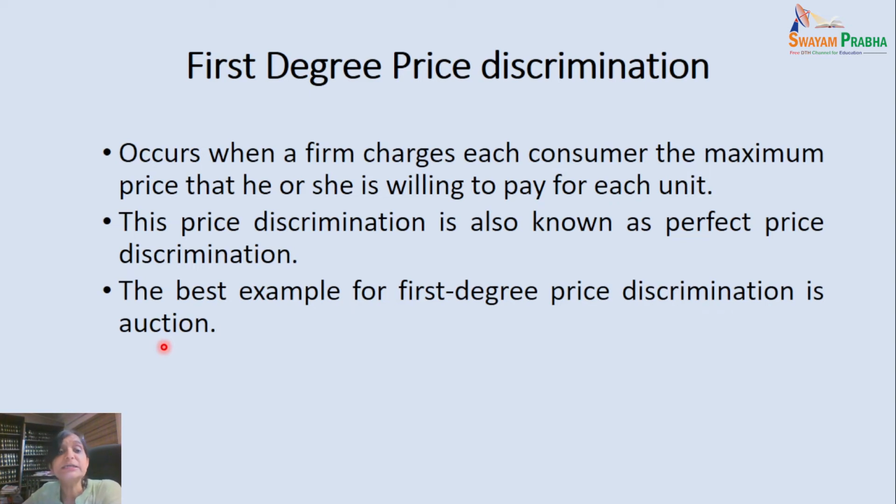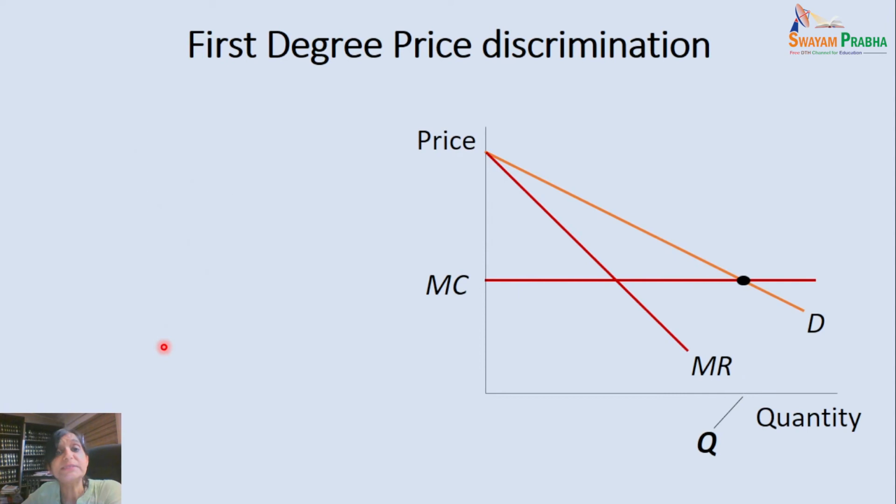In first degree price discrimination, there is no consumer surplus left. Let us see from this figure what I am trying to tell you. If this is first degree price discrimination, we see our demand curve and the marginal revenue curve. Let us assume that your marginal cost is constant. The point where your marginal cost is equal to your marginal revenue becomes your equilibrium level of output, or the profit maximizing output.